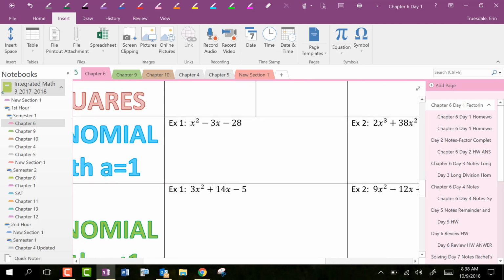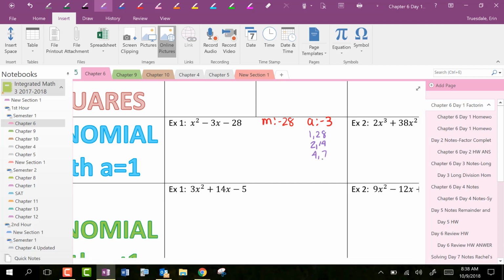Trinomials with a being 1. Okay, these were the easier ones to factor. So you need 2 things that multiply to a times c, so 1 times negative 28, and add to negative 3. Okay, so again, if you're not real good at pulling those numbers out, maybe you want to write down some things that multiply to 28. So 1 and 28, 2 and 14, 4 and 7. Okay, and then look and say which of those pairs could possibly make 3?